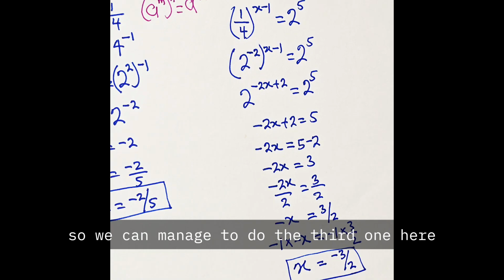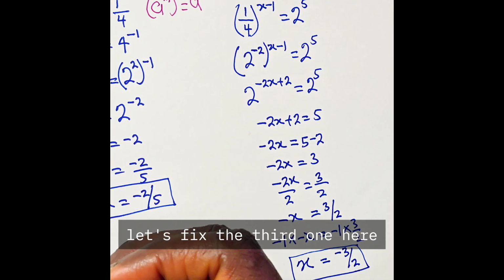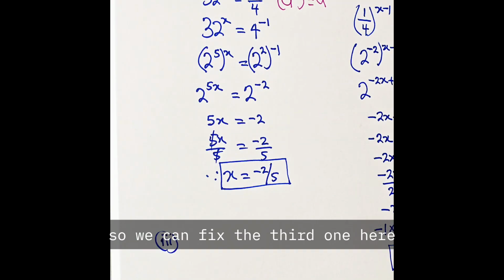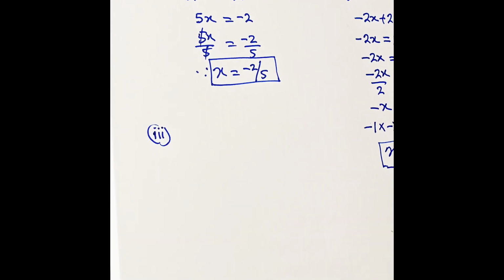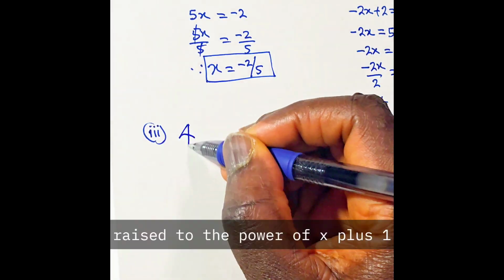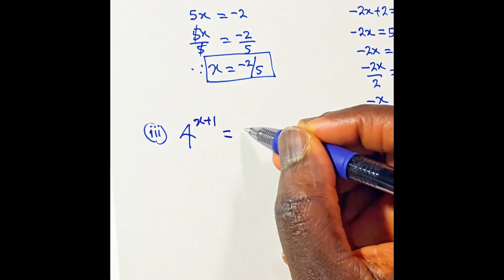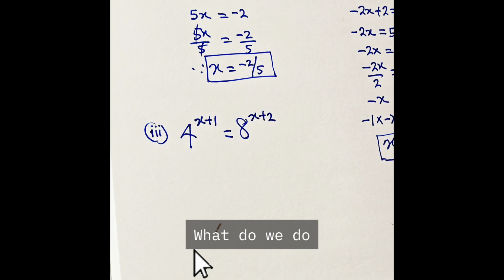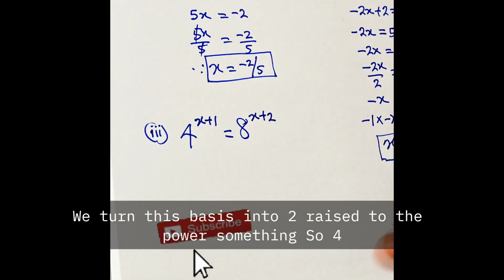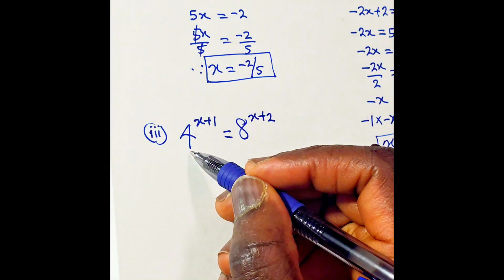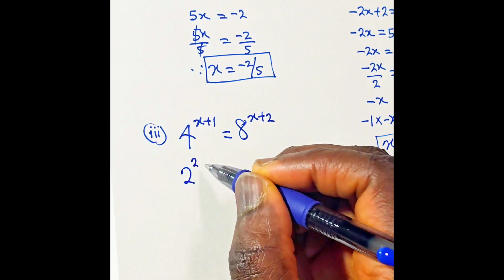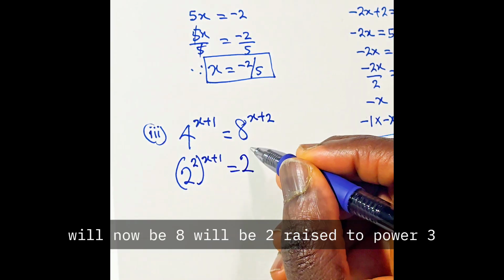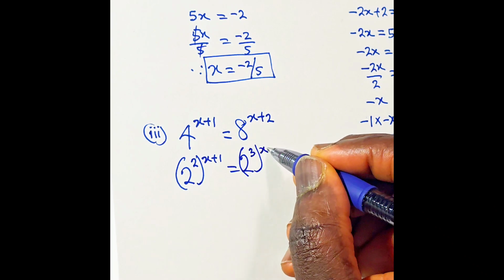So we can manage to do the third one too. Let's fix the third one here. That one is 4 raised to the power x plus 1 equals 8 raised to the power x plus 2. What do we do? We turn these bases into 2 raised to the power something. So 4 will be 2 raised to the power 2, I'll bracket them out. Then 8 will be 2 raised to the power 3, I'll bracket them out, x plus 2.